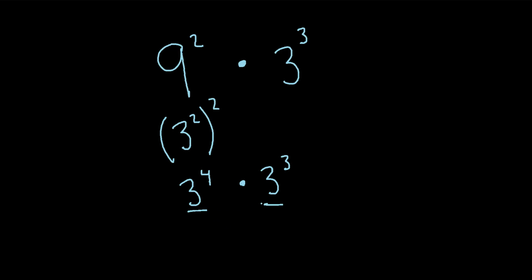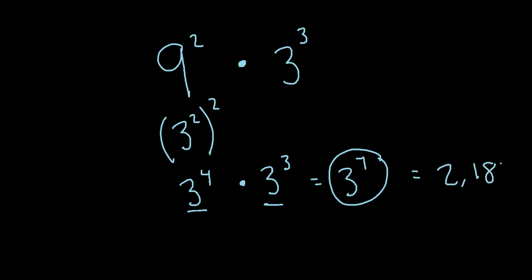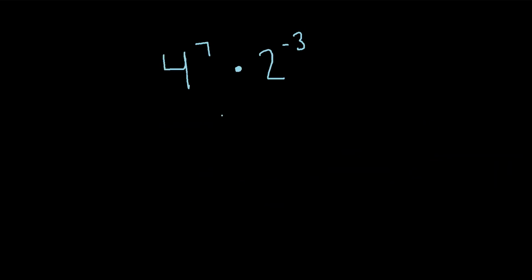So when you have two values with the same base raised to two different exponents, all you have to do is add the two exponents together. So 3 to the fourth times 3 to the third is equal to 3 to the seventh. See, we just added 4 plus 3 to get 7. So this is our final answer, 3 to the seventh. If you wanted to, you could punch it into a calculator and you would find that it's equal to 2,187. So you could also write that as your final answer if you wanted to. All right, let's try another example.